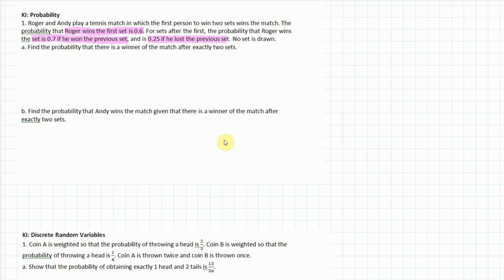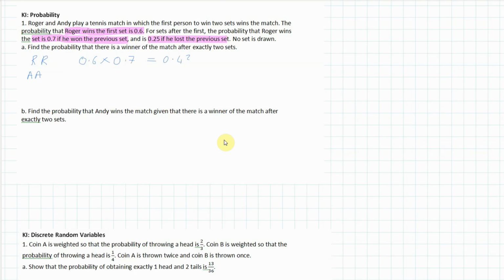Okay, so for there to be a winner after 2 sets, we'd have to have Roger win twice in a row, or good old Andy has to win two in a row. Okay, so there we go. Now, what's the chance of Roger winning 2 in a row? Well, the first set is 0.6, and then if he won the first set, then there's a chance of 0.7 that he wins the next one. So this gives us 0.42.